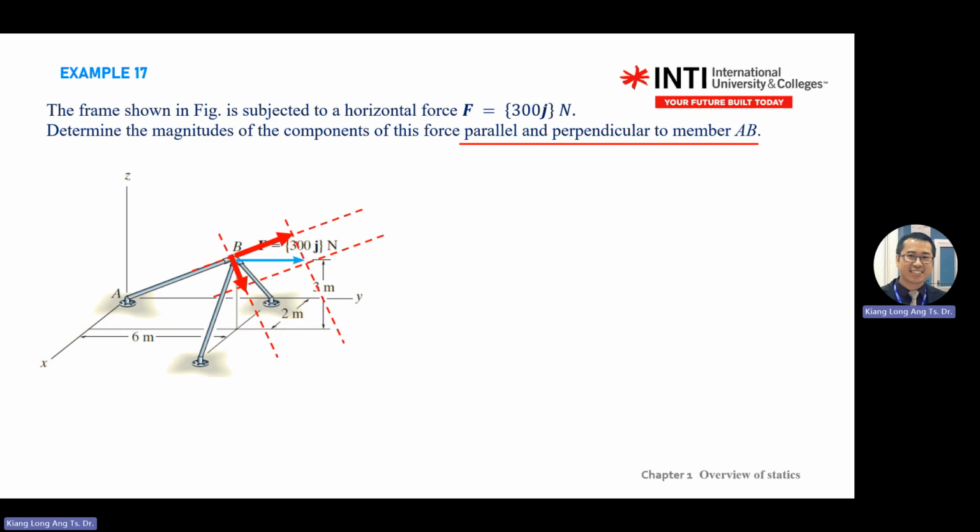So I split into that direction. My F sub AB means in the AB direction, right? And this one is the perpendicular direction to the AB component. And there's a UB. Why do we need UB? Because you're dealing with vectors. Vectors have magnitude and direction.